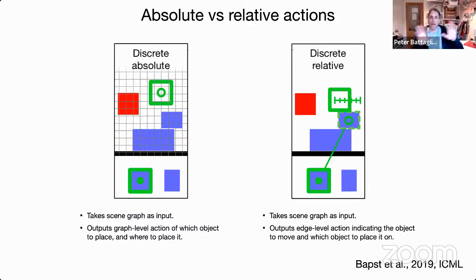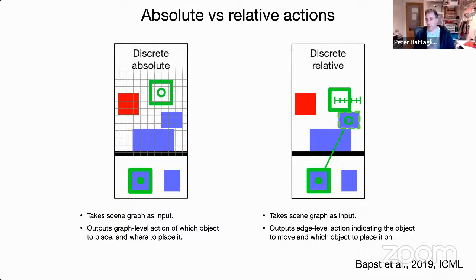But then it just makes a graph-level prediction about which object should be picked up from underneath the floor and where it should be placed in the scene. So it's not really relational in any deep sense. It's taking an input graph, but its job is to make a global graph-level prediction about which block to place and where.